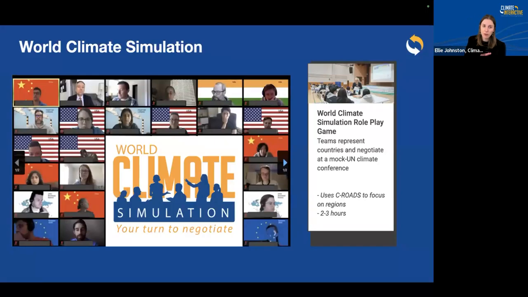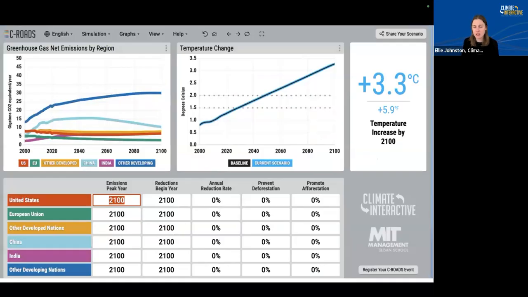And so the World Climate Simulation enables people to play what is essentially a mock UN climate negotiation, where people are representing different nations or different groups, and then proposing different emission reduction pledges that are then put into the C-ROADS simulator, tested. You can propose things like emissions peak year, when those reductions will begin.